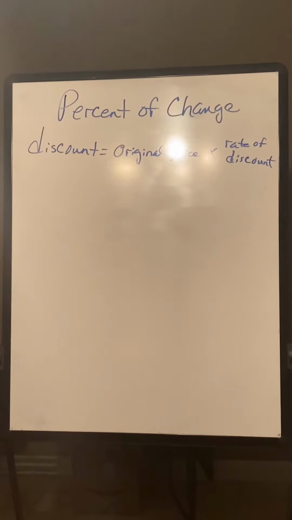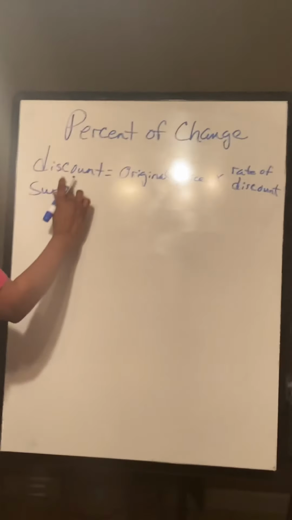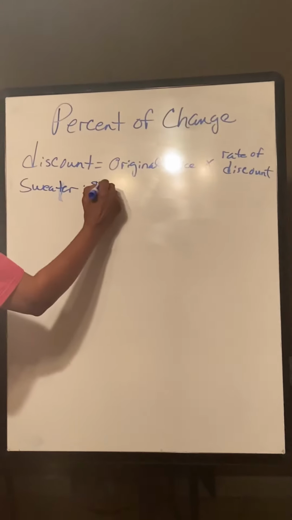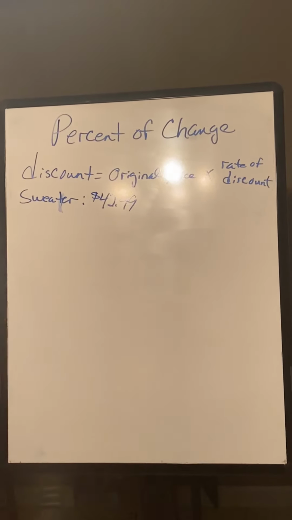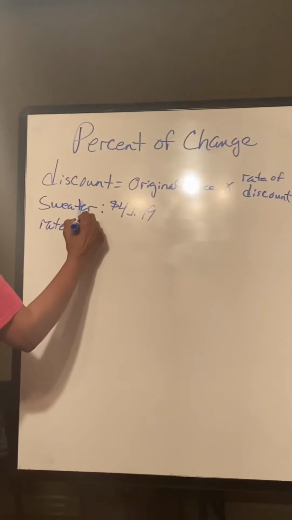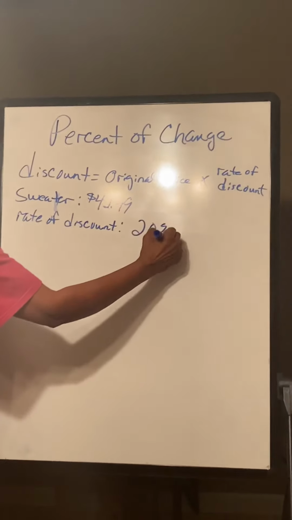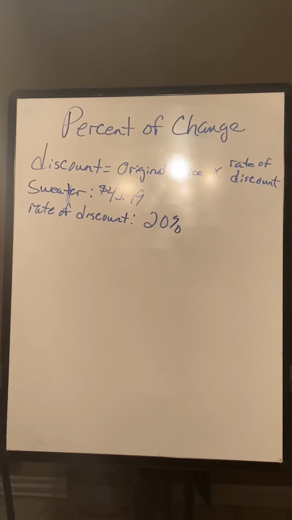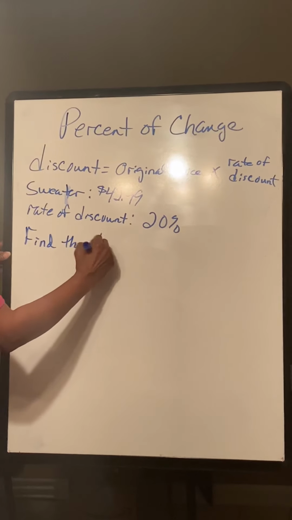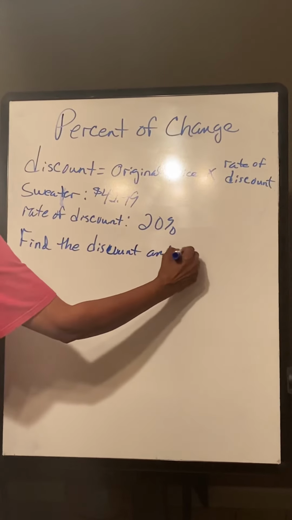So what I have here is I have an item, I have a sweater, and the price of the sweater is $42.99. They have a rate of discount of 20%. Now what I'd like for us to do is, let's find the discount and the sell price.